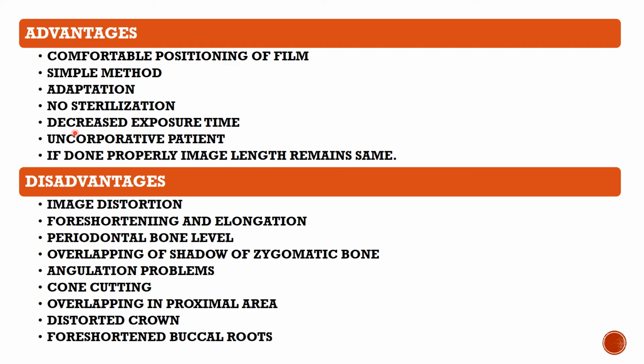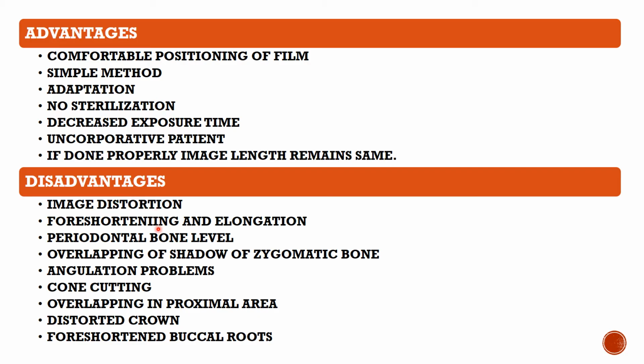Then decreased exposure time. Less exposure time is required in the bisecting angle technique. Then the next advantage: if the patient is uncooperative, as you know, the exposure time is reduced, so you can take the X-ray quickly in such patients. If it is done properly, the image length remains the same. As we have seen, if you are keeping your vertical angulation properly, then the image length remains the same. Now what are the disadvantages? First is image distortion.